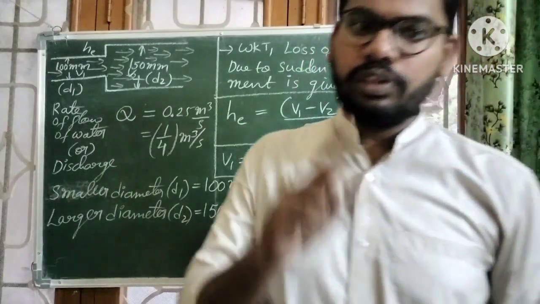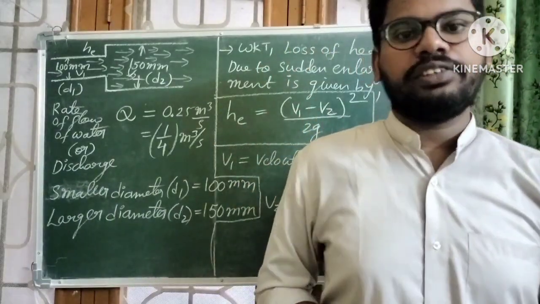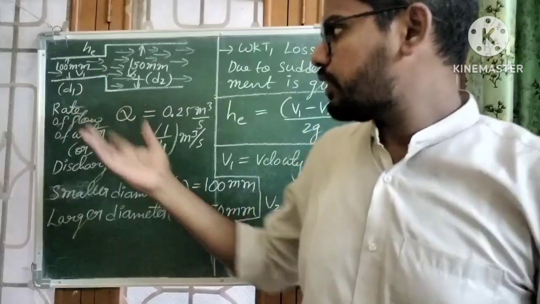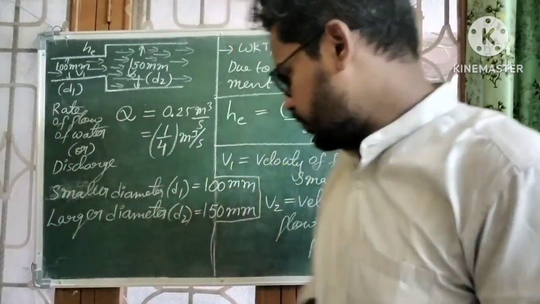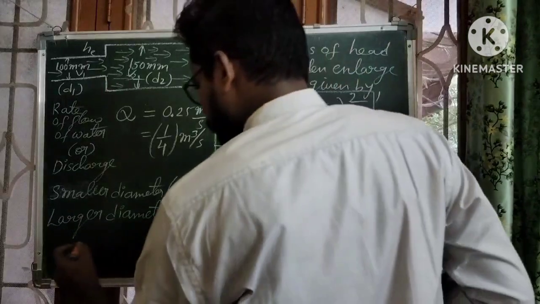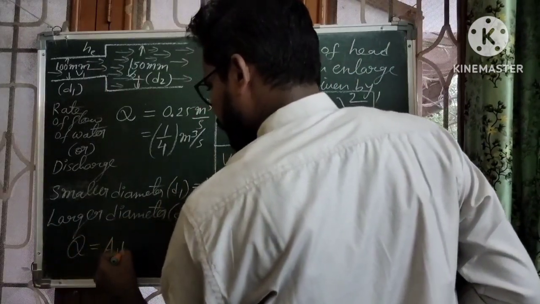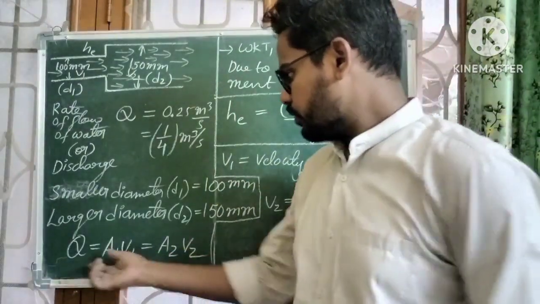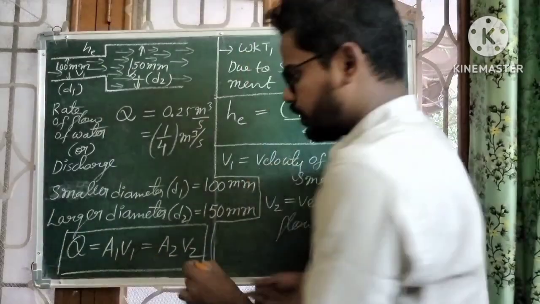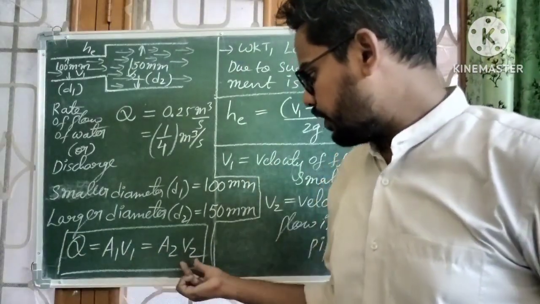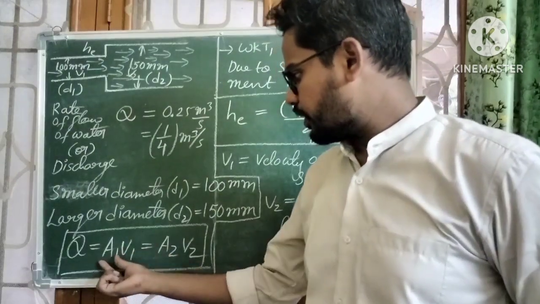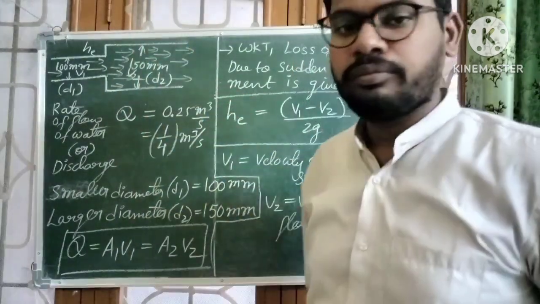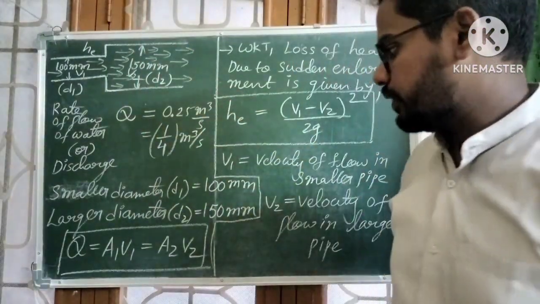So we have one more important equation, the continuity equation. Here in the smaller pipe and larger pipe, discharge is constant. Here discharge Q is constant. According to the continuity equation, discharge Q is equal to A1 V1 is equal to A2 V2. Using this continuity equation, we can find V1 and V2. Here A1 means cross sectional area of smaller pipe, A2 means cross sectional area of larger pipe.